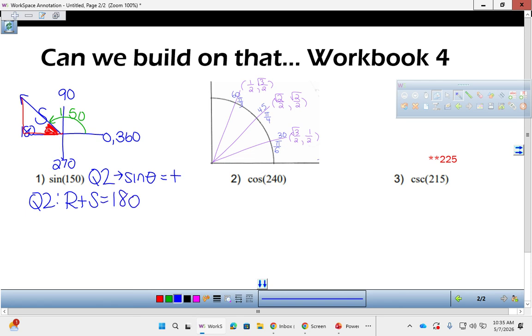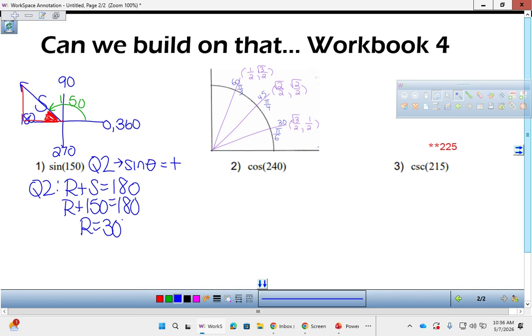150 is an angle bigger than 90, so it's an S. Reference angles are always acute angles. They're little angles. So since 150 is a big angle, it's S. So I'm going to plug 150 in here, and I can solve this way too by subtracting 150. So either way, from the picture or from the rule, I get that the reference angle is 30, which means when I solve this, I want to refer to the 30-degree angle.